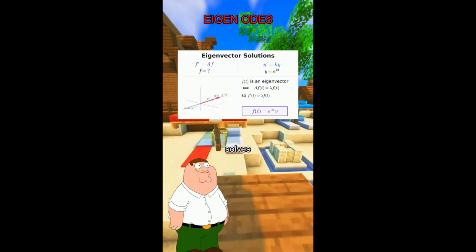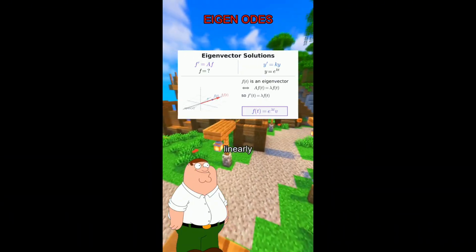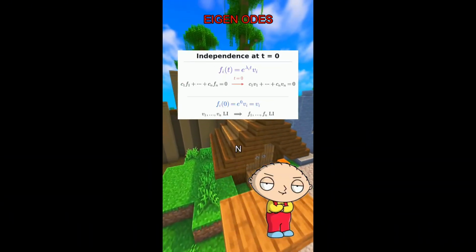Wait, but that only solves the first condition. What about the second one? The functions are in S, but are they linearly independent? If A has n independent eigenvectors, then yes, they are. The functions point in eigenvector direction, so they're linearly independent. You can evaluate at t equals 0, for example, to prove it.